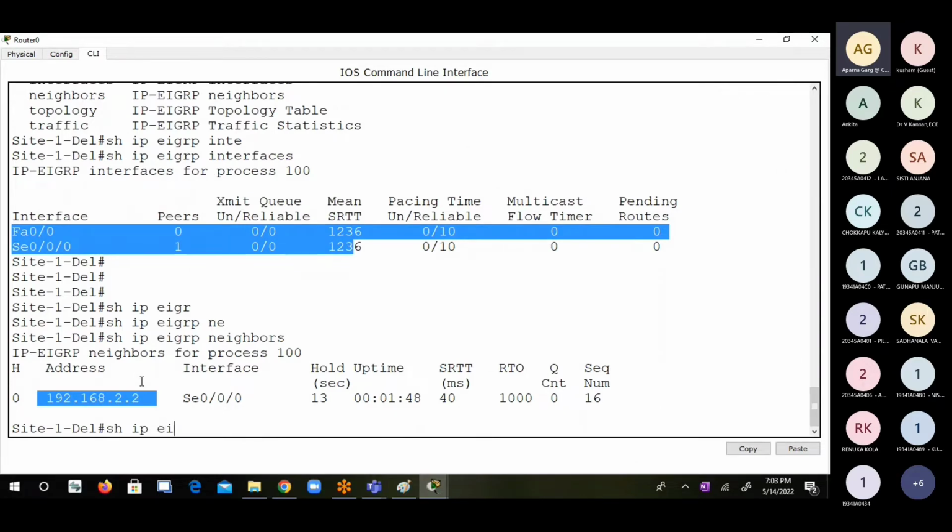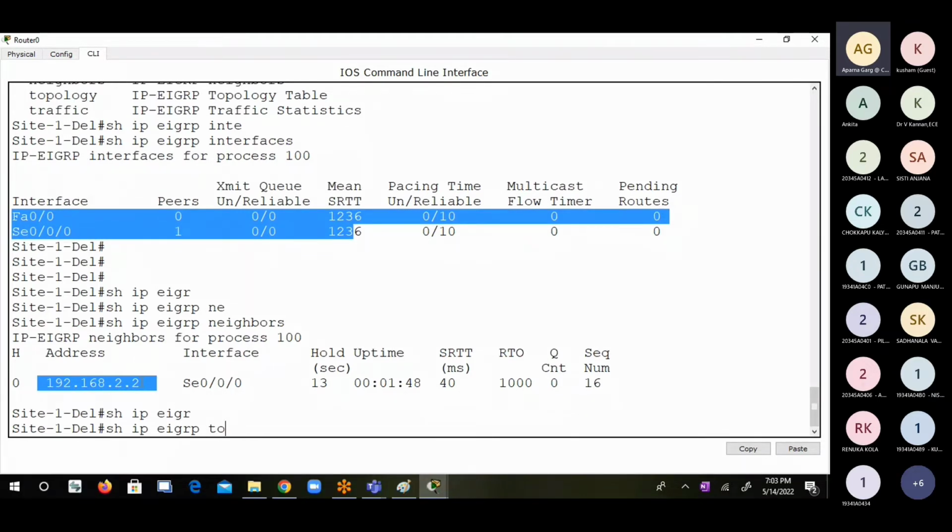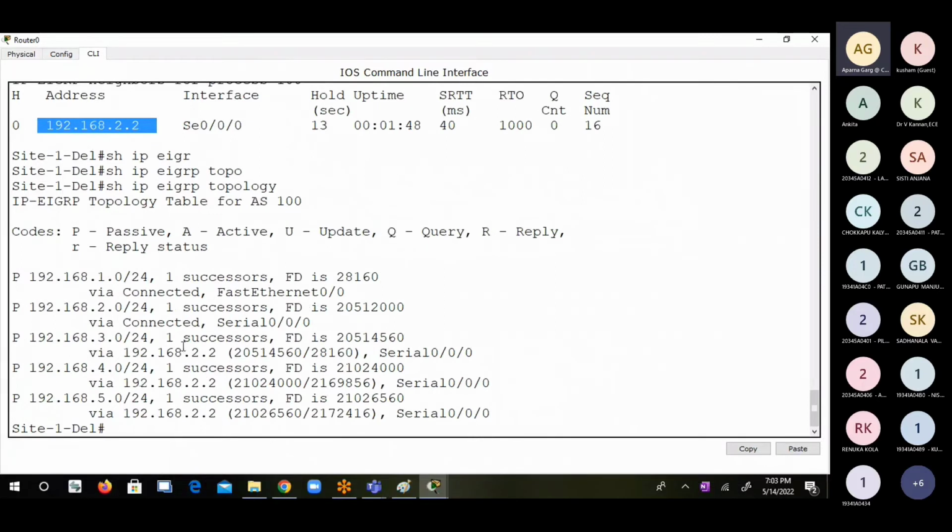Show ip eigrp topology. Right now it doesn't have, but it will still show you that to reach 3.0, I have a backup path, this, and the best path is this. To reach 4.0, I have a backup path, this, and best path is this. Technically, this is known as feasible successor, and the FD is this.